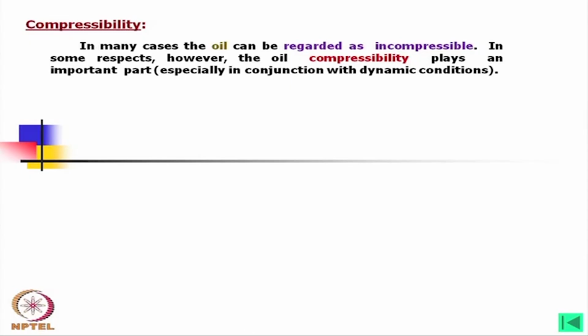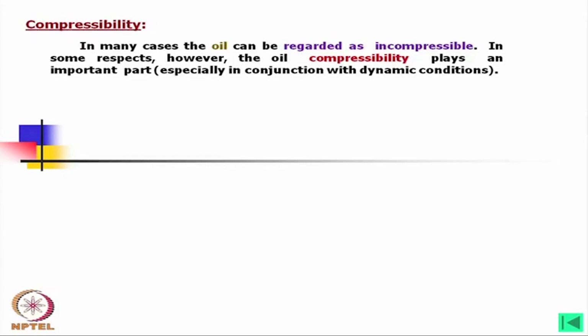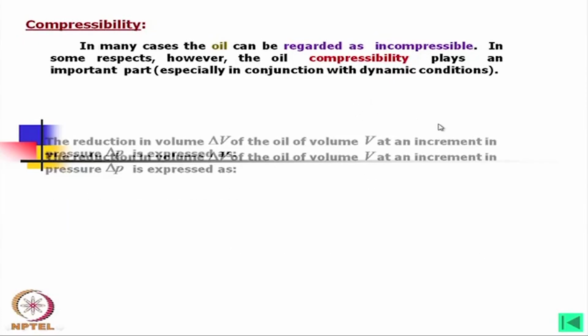However, where we need to calculate the system performance, particularly let us consider the vibration or the system dynamics at transient, there we need to consider the compressibility also. In many cases this compressibility is used as a lumped parameter. In some respects, however, the oil compressibility plays an important part, especially in conjunction with dynamic conditions, which I have described now.